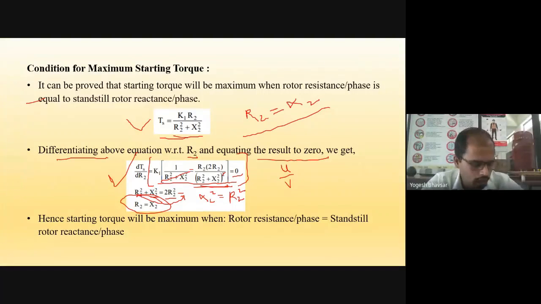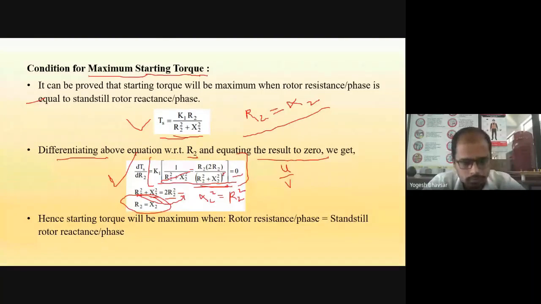Hence the starting torque will be maximum when the rotor resistance per phase is equal to the standstill reactance per phase. Got this? So this is the condition for maximum starting torque. The question may be asked, derive the condition for the maximum starting torque with respect to that torque equation. If the question is for greater than 4 marks, it may be a combined question.